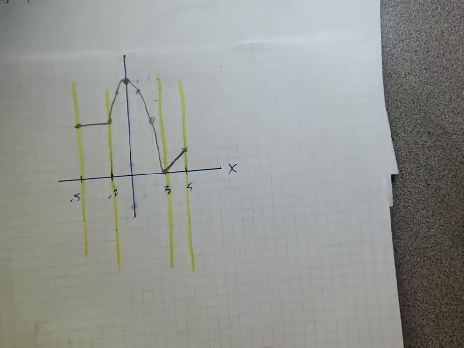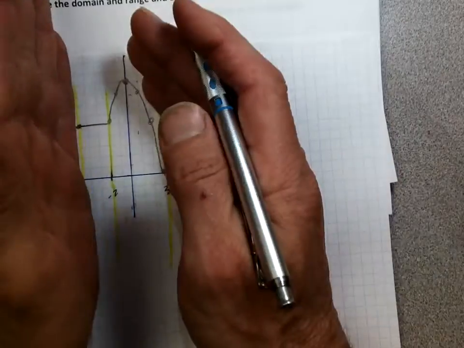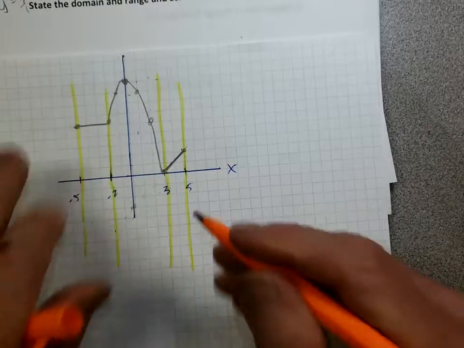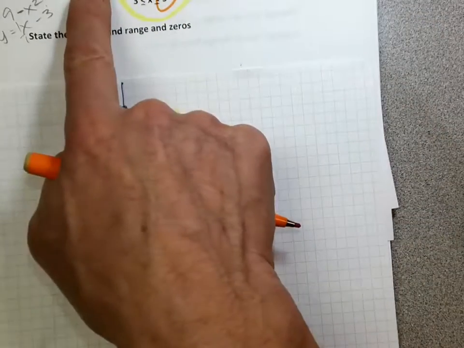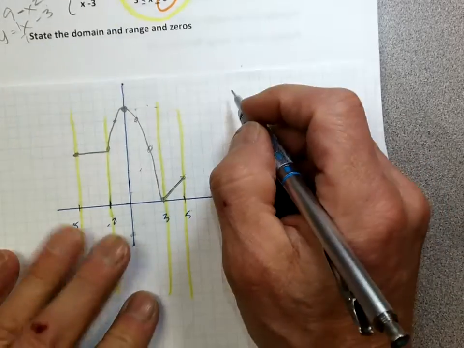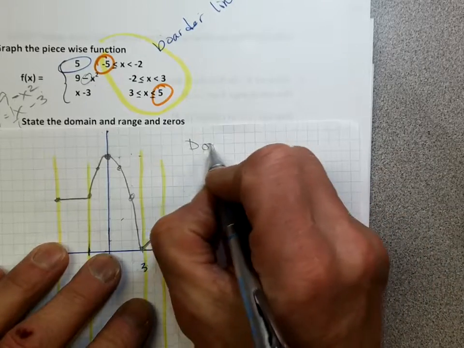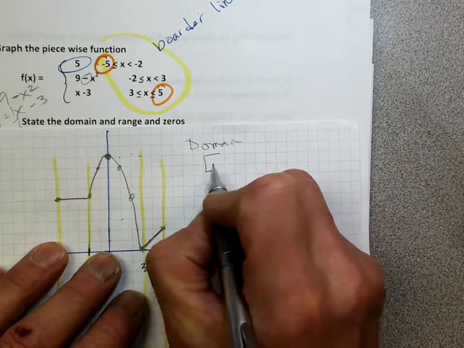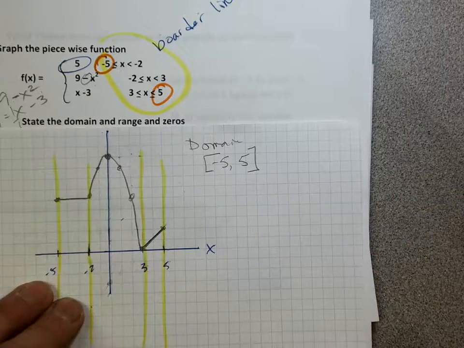State the domain. So how wide is this graph? This graph goes from -5 to 5. The domain is always going to be from this one to this one. That makes sense, doesn't it? The domain is always going to be that one to that one, -5 to 5. So my domain is going to be from -5 to 5. Okay? The range.